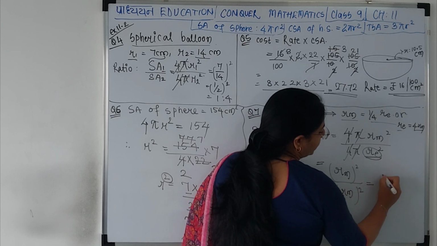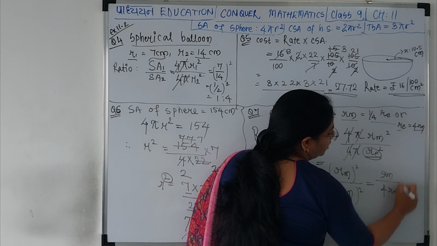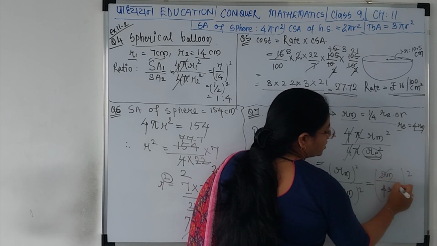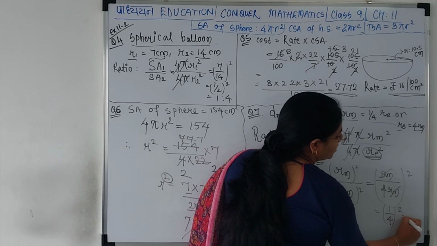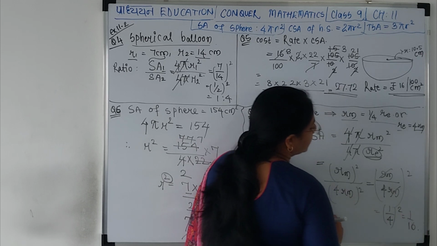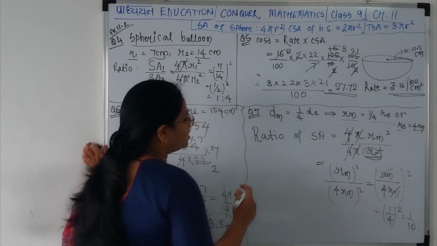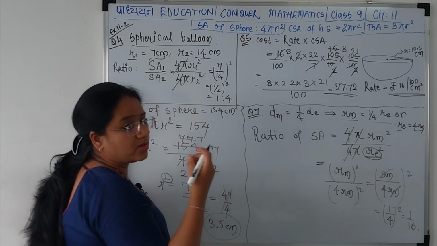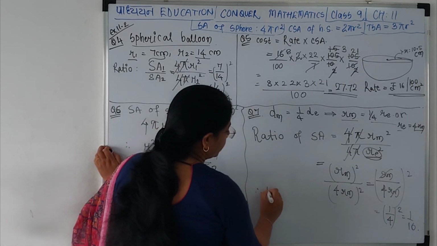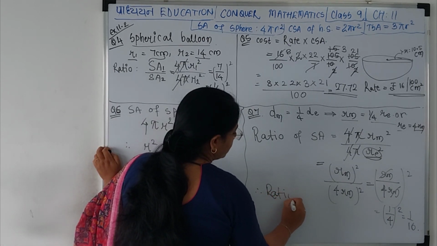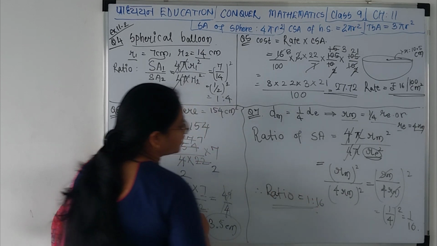Correct? What are we getting? Radius of moon upon 4 times radius of moon whole square. Radius of moon gets cancelled. So this is 1 by 4 whole square, which is equal to 1 upon 16. So that's how easy this is. It's not anything problematic, and many calculations are not involved, right? Therefore, the required ratio is 1:16. Is that clear? Okay.